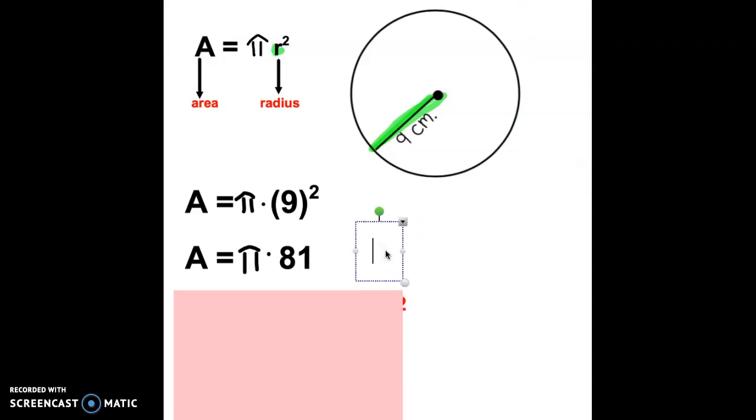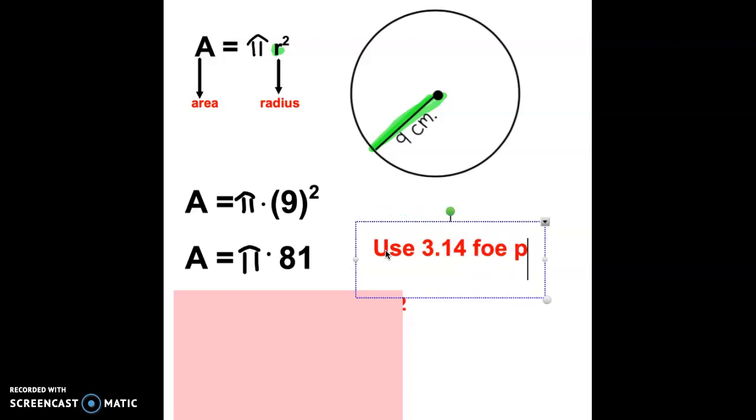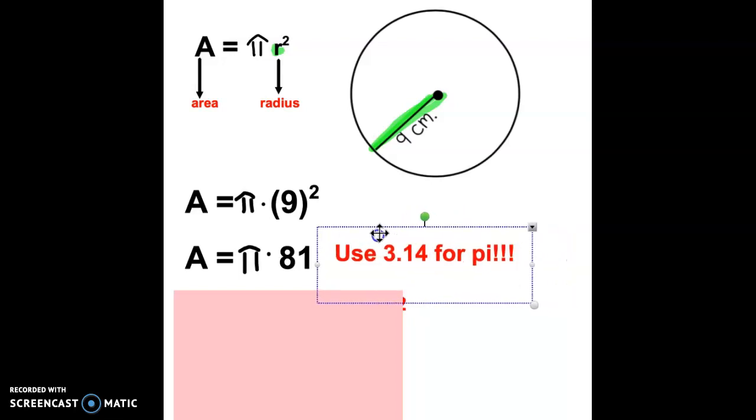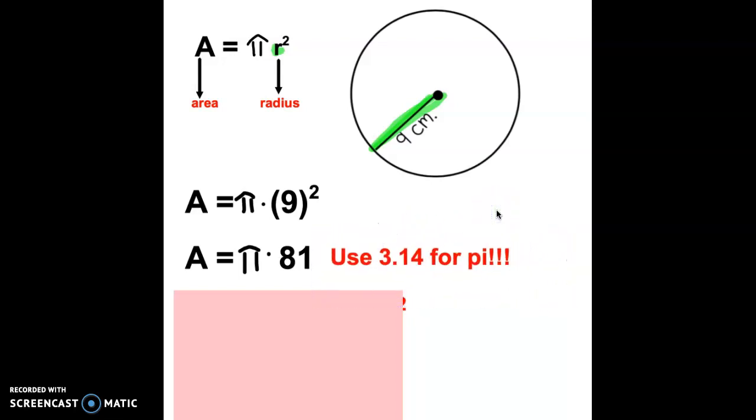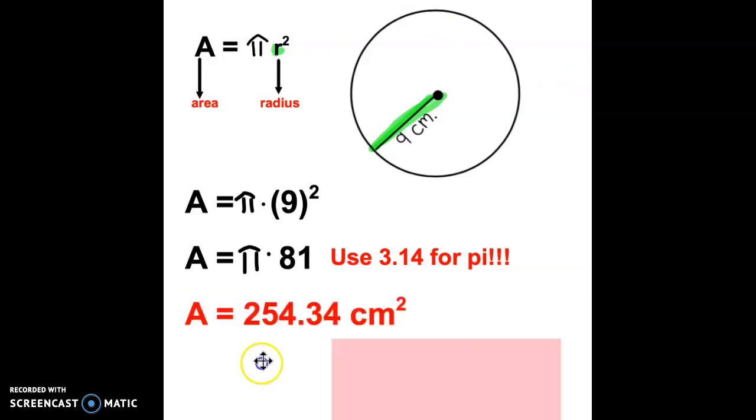And find the answer. Here, if you're using your phone calculator or Desmos or a handheld calculator, let's just use 3.14 for pi. So you want to type this in your calculator, do 3.14 times 81, and see what is the answer. What is the area of the circle? And the answer that I got, that you should have gotten, is area equals 254.34 centimeters squared. Remember, this is area, so the units are squared.